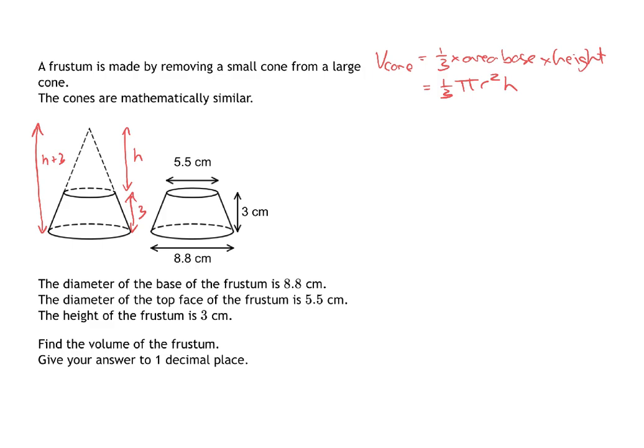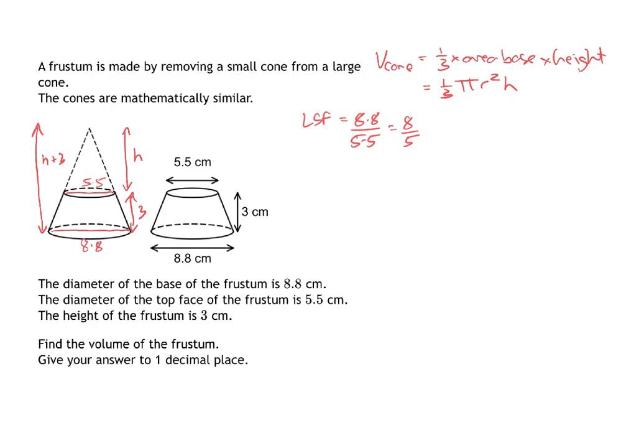We need to know the scale factor of the lengths. On our cone, the diameter of the base of the big cone is 8.8, and the diameter of the base of the little cone is 5.5. These are taken from the frustum. So we can work out our linear scale factor. It is 8.8 divided by 5.5, and that simplifies to 8 over 5, or 1.6. I'm going to keep with the fraction for this question. Fractions are generally more useful in similarity questions.